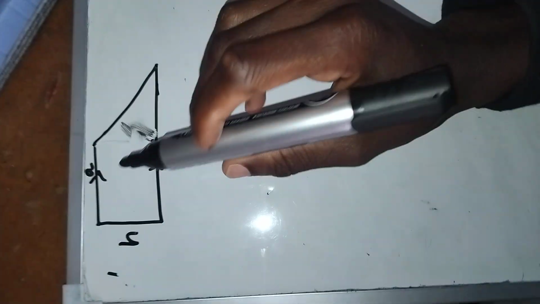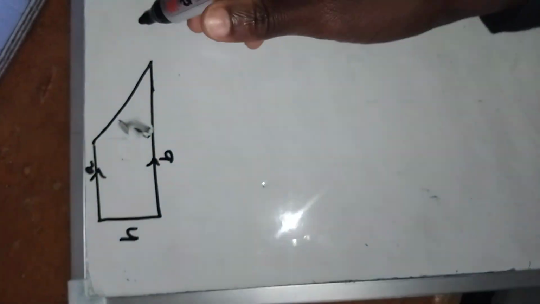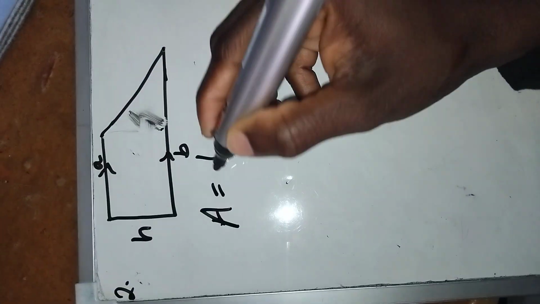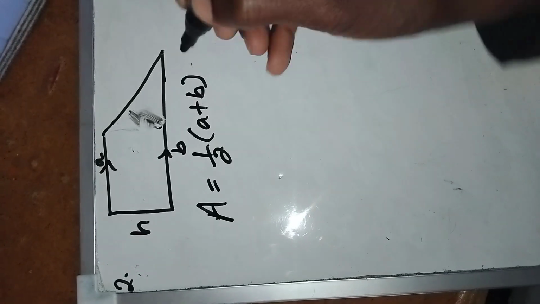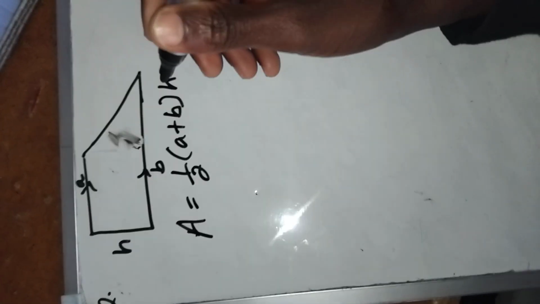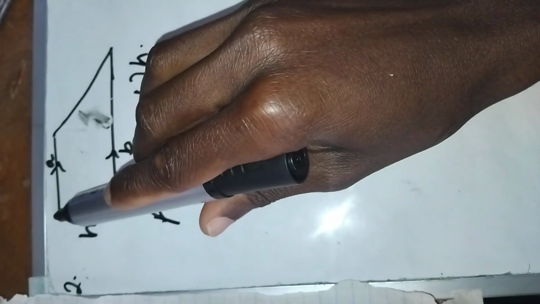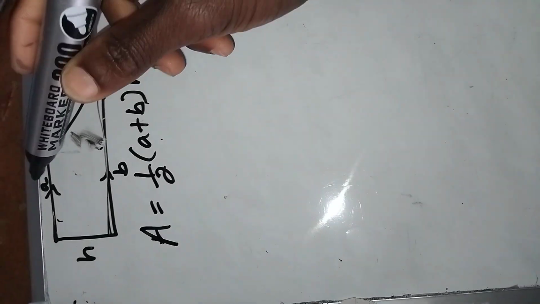Right, this is a trapezium, this one in number 2. So the area of a trapezium is half a plus b times height. Your question is to write down in terms of x an expression for the area. Write down just means to state it. So a and b is the sum of the two parallel lines. A trapezium has parallel lines. So a plus b is the sum of the two parallel lines.